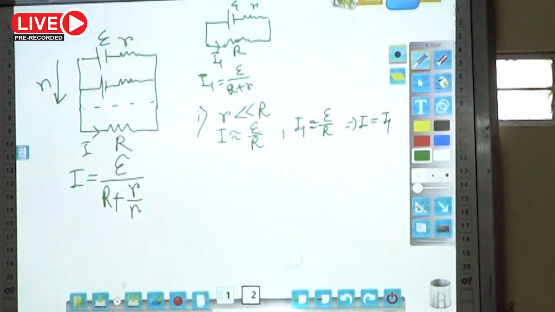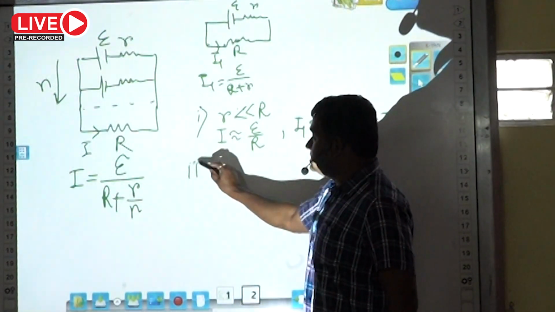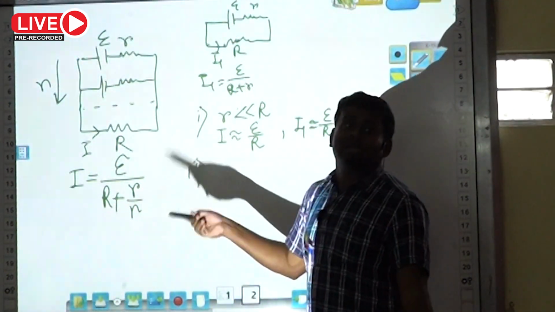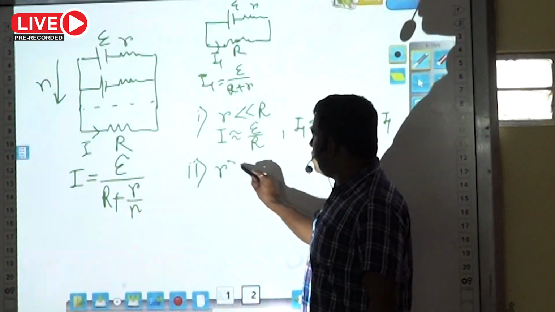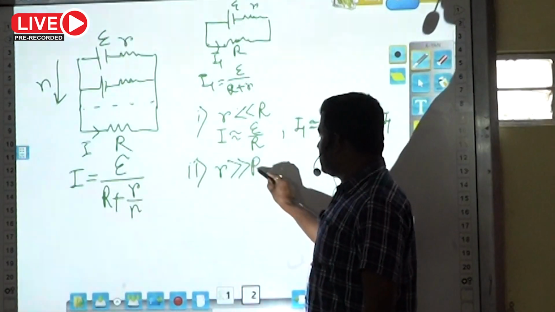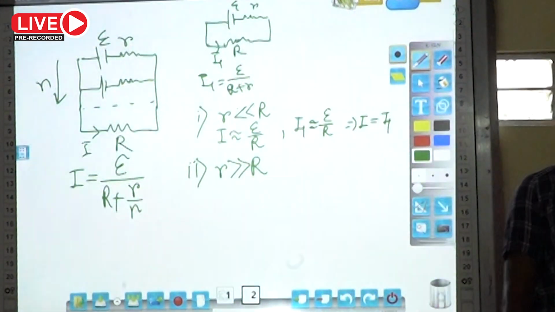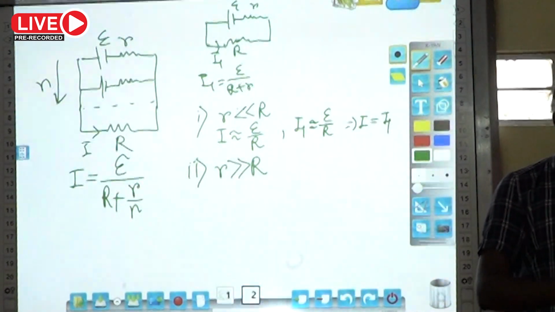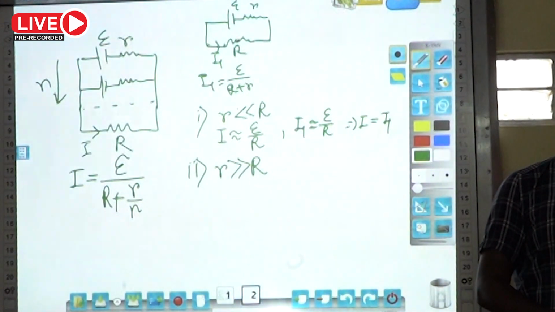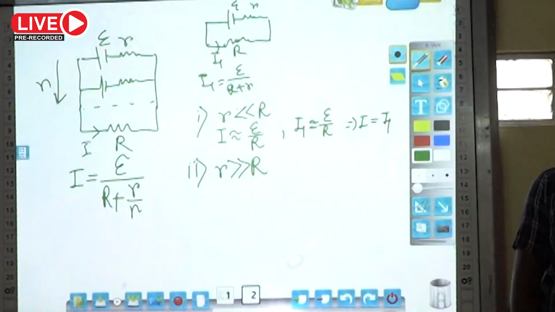The other limit, which is a disadvantage in series, will be an advantage here. If you consider small r very much greater than capital R, that is internal resistance is very large. Previously, when internal resistance was very large and we connected the cells in series, the current did not increase. Now see, in this calculation we will show that current will increase.